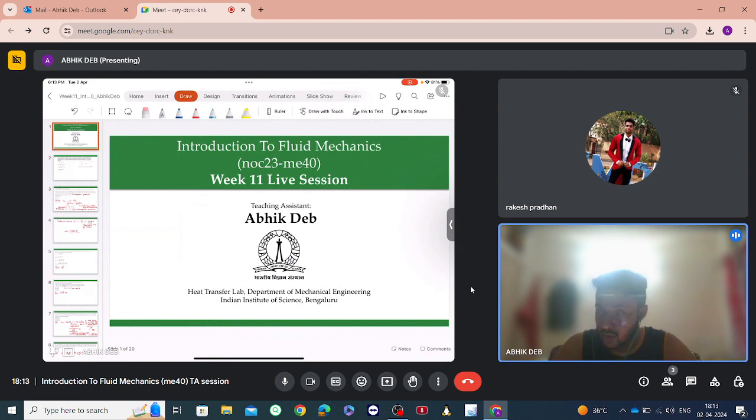We will continue with one of the problems, the concept of which was started in the previous class itself. That is the Reynolds transport theorem applied for the conservation of momentum for an accelerating body. We will be solving one of the problems related to that, and then we will move on to other problems related to the Navier-Stokes equation and its solution.